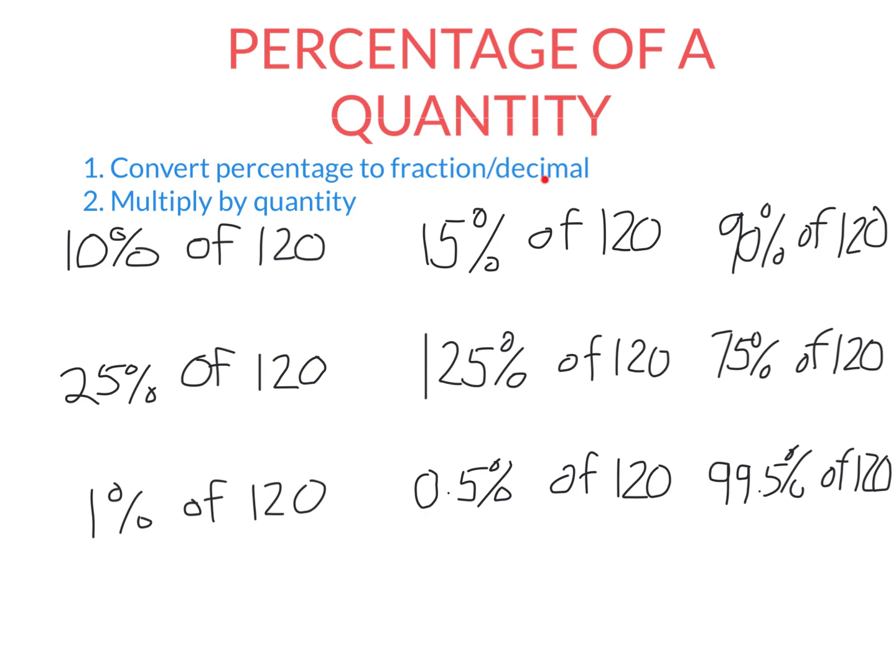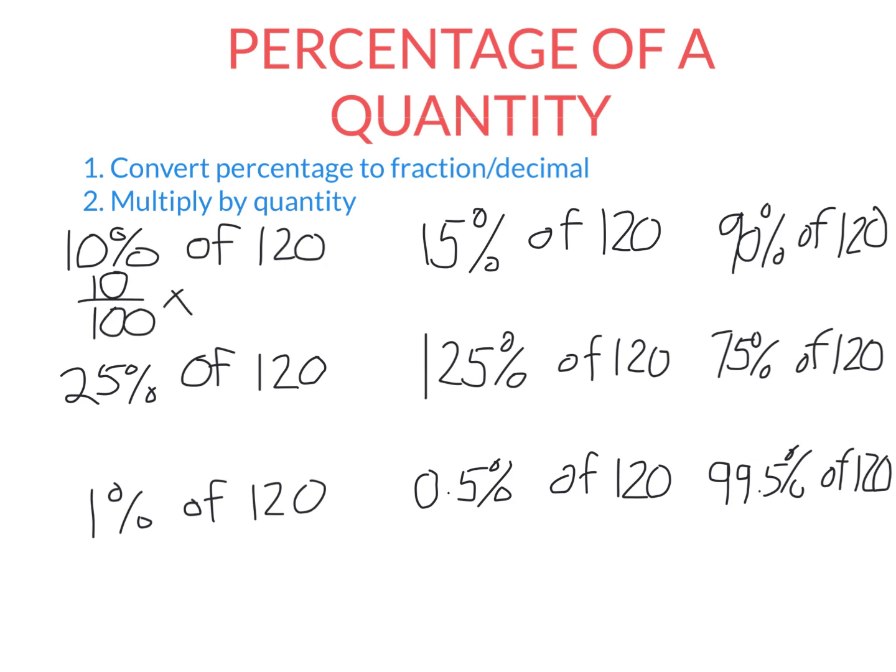We convert the percentage to a fraction or a decimal. Remember that of means times. We were doing things like 3/5 of 20 means 3/5 times 20. So to find a percent of a quantity, just convert this to a fraction or decimal, convert this to a times. So 10% of 120, well 10% is 10 over 100 or 1/10. You can also write it as 0.1, it doesn't matter.